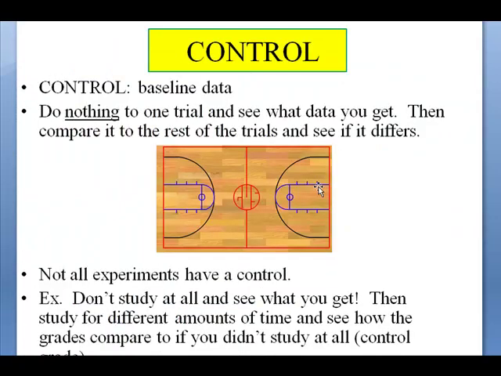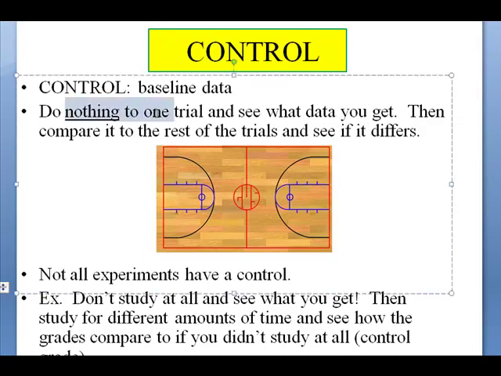A controlled trial is a trial in which we want to collect baseline data. We want to see what happens if we don't do anything to our experiment. We don't change anything, and let's see what we get for data. And then we're going to change stuff and compare all the data to that and see if it really made a difference. Not all experiments have a control.